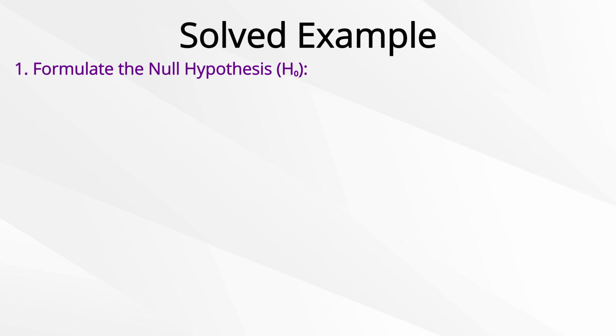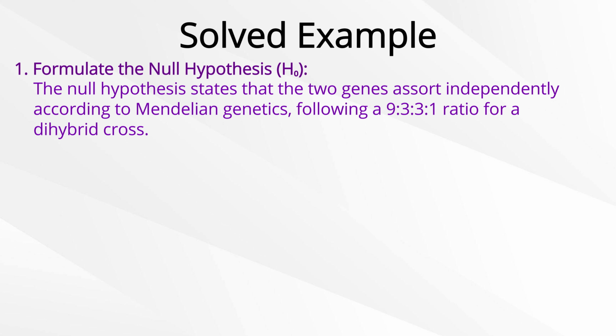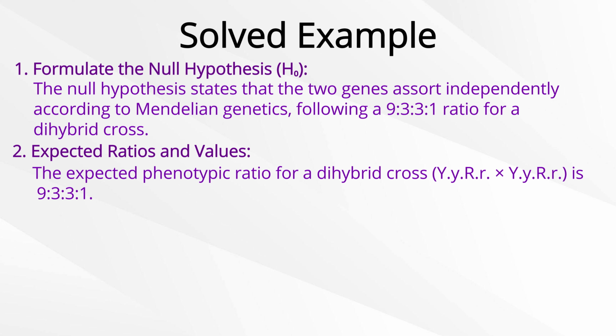1. Formulate the null hypothesis, H naught. The null hypothesis states that the 2 genes assort independently according to Mendelian genetics, following a 9:3:3:1 ratio for a dihybrid cross. 2. Expected ratios and values. The expected phenotypic ratio for a dihybrid cross, YyRr x YyRr, is 9:3:3:1. Total F2 generation equals 1600.